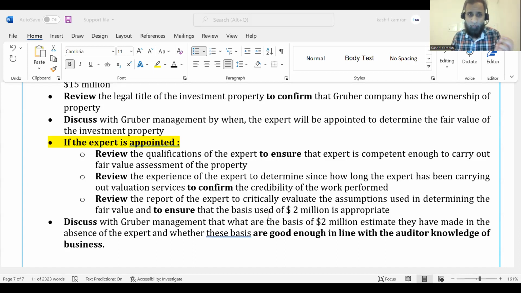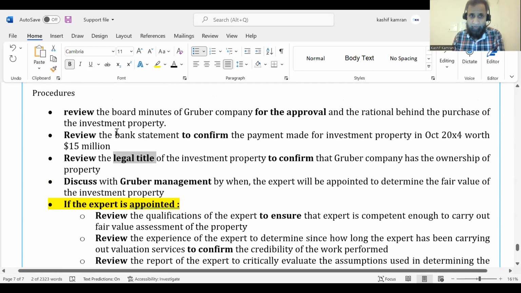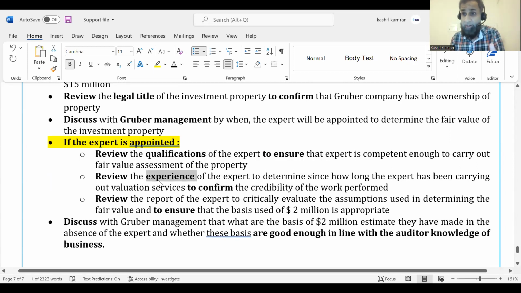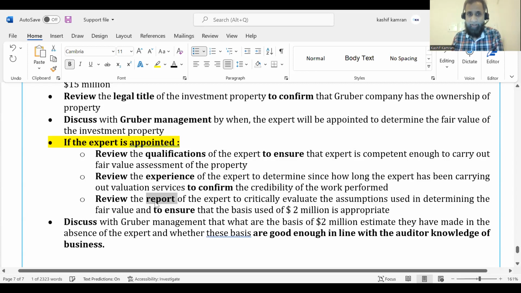And S is the source. Discuss with management. Management is the source, right? Discuss with Grubber management. Source. Review the legal title. Legal title is the source. Review the bank statement. Bank statement is the source. Review the board minutes. Board minutes is the source. Review the qualification. Qualification is the source. Review the experience. Experience is the source. What are you reviewing? Source means the subject matter, right? Review the report. What are you reviewing? Report. Report becomes the source.